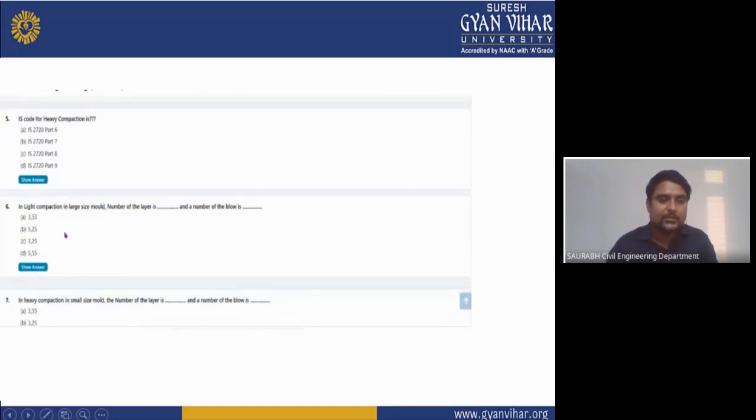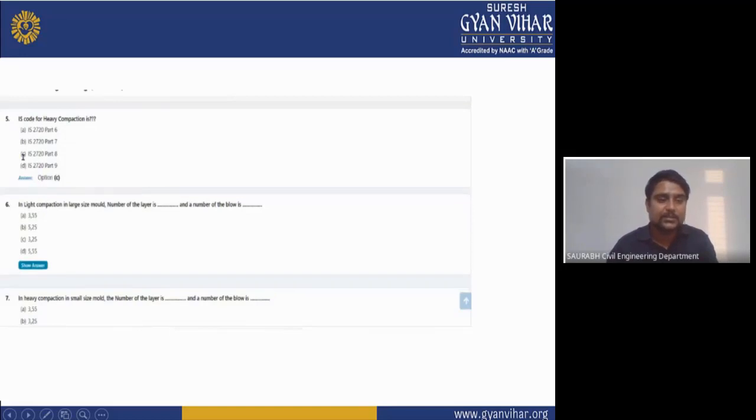Come to the next question. The IS code for heavy compaction is given. This will not be IS 2720 part 7. This is also a wrong answer. IS 2720 part 8 will be your right answer. IS code 2720 part 8 is the code for heavy compaction.